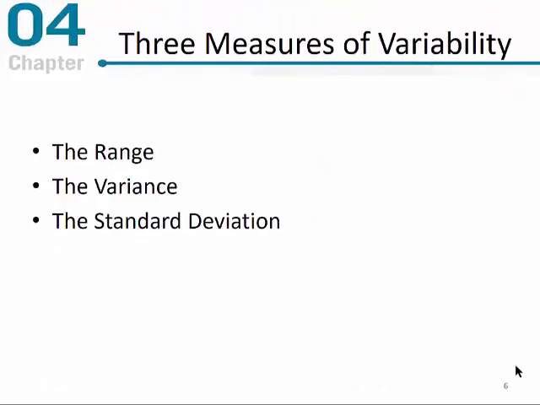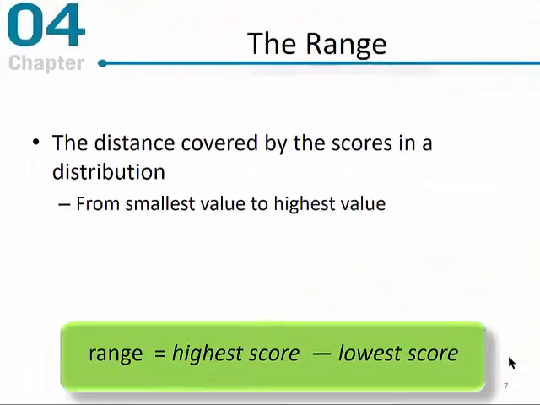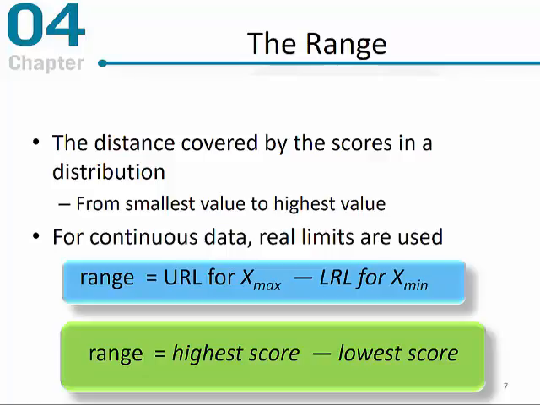The basic measures of variability are the range, the variance, and the standard deviation. And we will look at each of these in detail and calculate examples for each of them. One way to describe how spread out the data set is by giving the range, which is simply the difference between the highest, so the maximum, and the lowest, or the minimum score in your distribution. So the range is just the highest score minus the lowest score. All computer programs use this definition of the range, rather than the upper real limit minus the lower real limit.